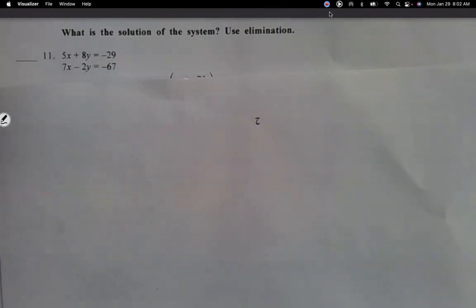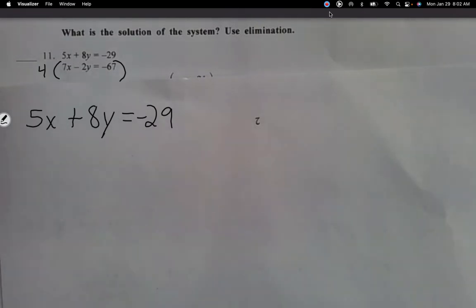So I'm just going to write the top equation, the same exact thing that I had. Everybody okay with that? Now I multiply the bottom one by 4. What is 4 times 7? 28. What is 4 times 2? That's 8. That's the whole reason we multiplied by 4. That number didn't match, but now they match. What's 4 times negative 67? Negative 268.